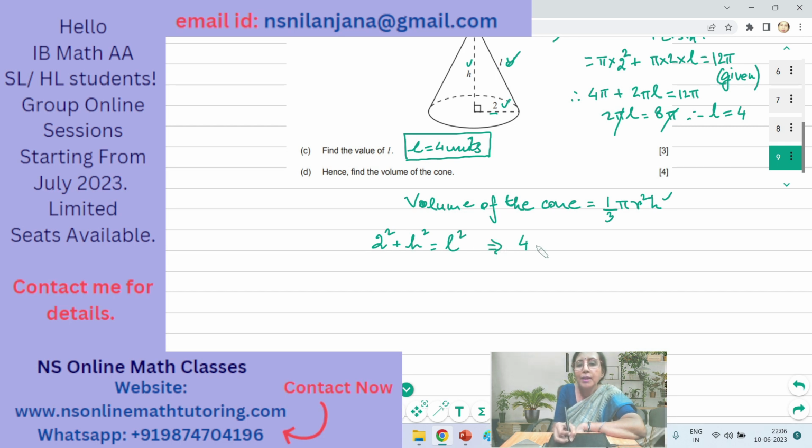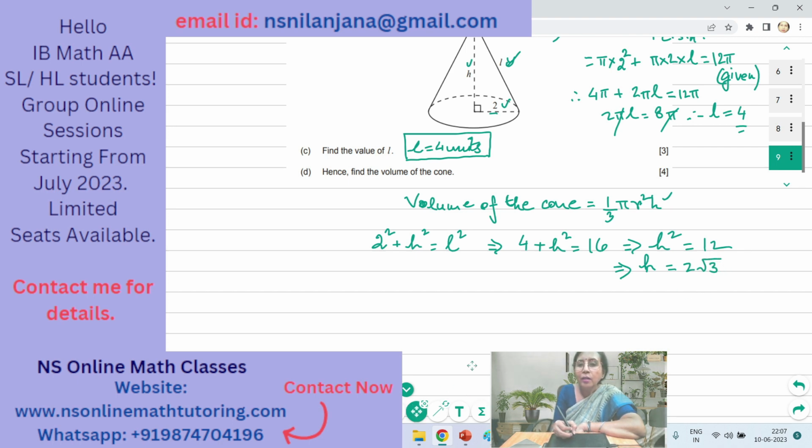So 4 plus h squared is equal to, L was equal to 4, so 4 squared is 16. Therefore, h squared is equal to 16 minus 4, that is equal to 12. Or h will be equal to square root of 12. 12 is 4 times 3. So it is 2 root 3.